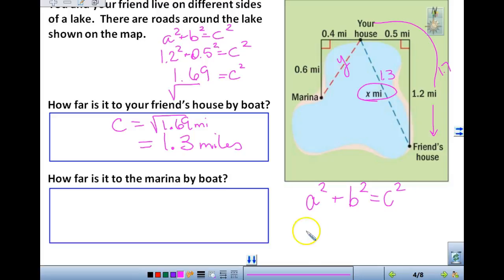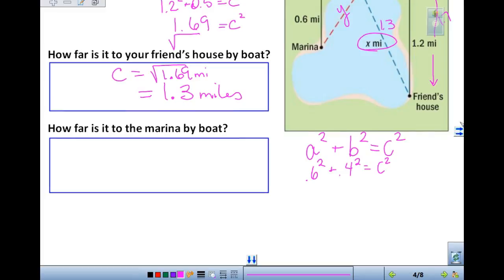0.6 squared. Okay, 0.6 squared plus 0.4 squared. Now, here's the thing. This one's a little trickier, and the numbers are kind of interesting. People think that if you square 0.6, it's 3.6, but it's actually 0.36. Because if you think of taking 0.6 times 0.6, you've got to have two numbers behind the decimal point. So it's 0.36. 0.4 squared, if you think of 4 squared is 16, this is going to be plus 0.16.